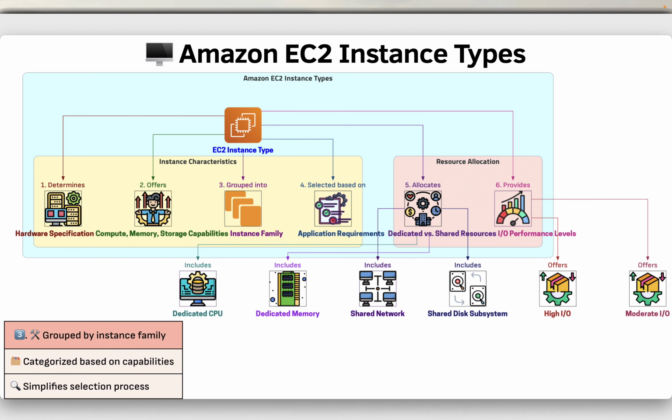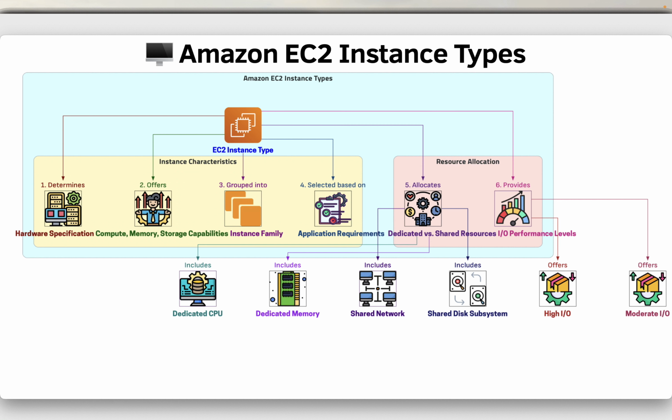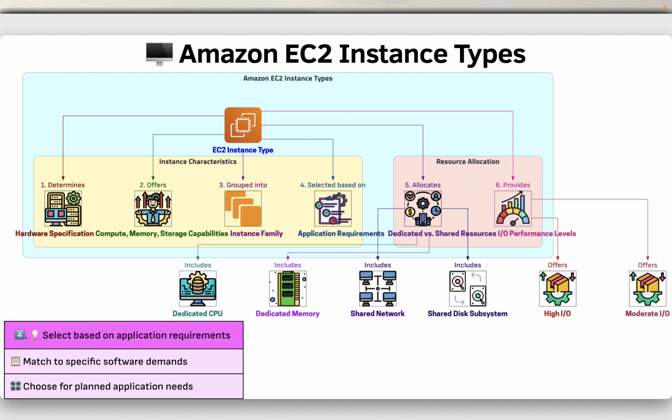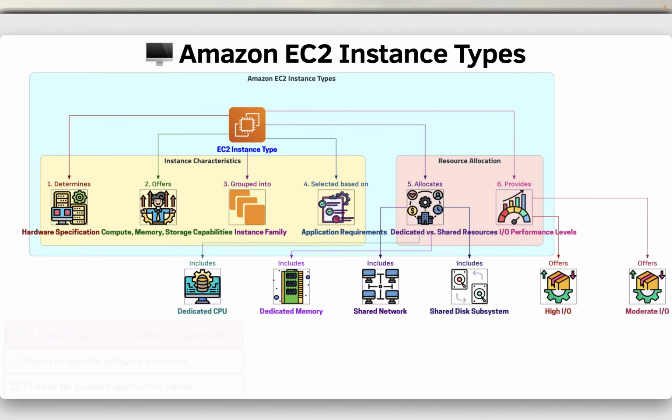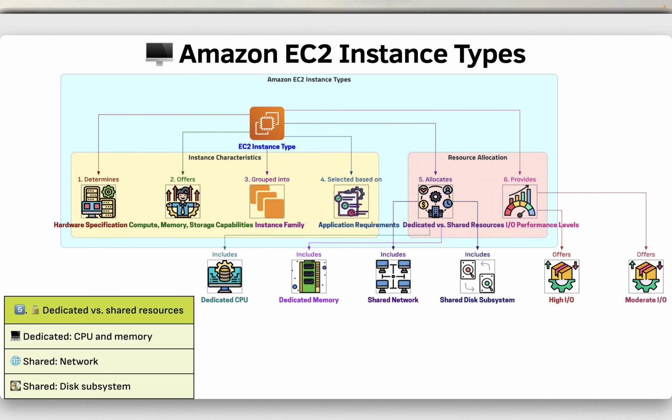So this is grouped by instance family. Based on their capabilities, instance types are categorized into families to simplify the selection process for your application requirements. So you choose an instance type that meets the specific demands of the software or application that you plan to run. Some resources like CPU and memory are dedicated to each instance, while others such as network and disk subsystems are shared.